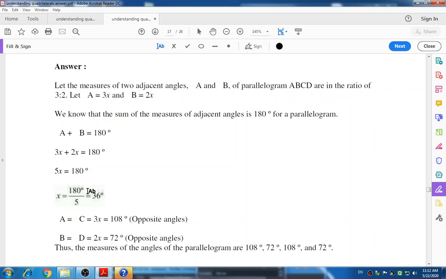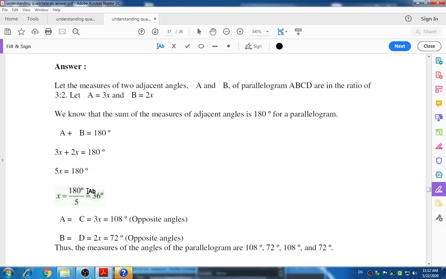Now question number 6. Two adjacent angles of a parallelogram have equal measures. Find the measures of each of the angles of the parallelogram. The sum of adjacent angles is 180 degree. So A and B is also 180 degree. These two angles are in equal measure. So we can write here 2A. This A plus A gives 2A. So 2A is equal to 180 degree. That means on division we get here the value of A is 90 degree.